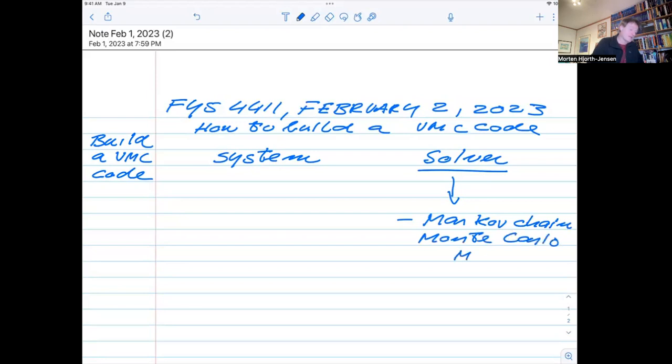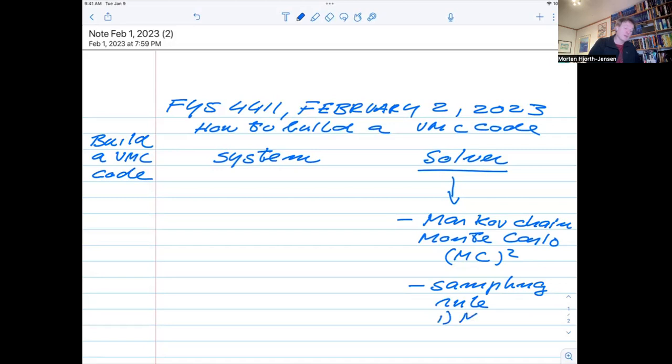And this is normally written as MC squared. When we build up such a Monte Carlo Markov chain code, one of the things we need is to find the sampling rule, that is, how we accept a suggested move. This is normally called a sampling rule. And in our case, the sampling rule is going to be given by the Metropolis algorithm.